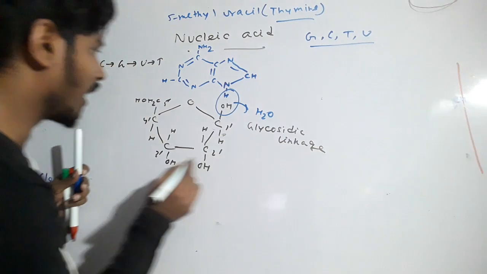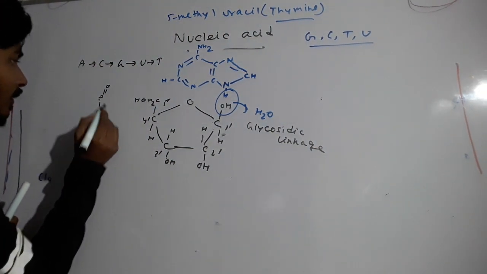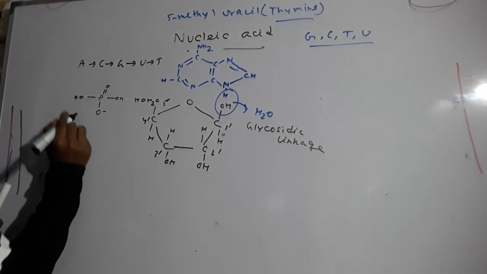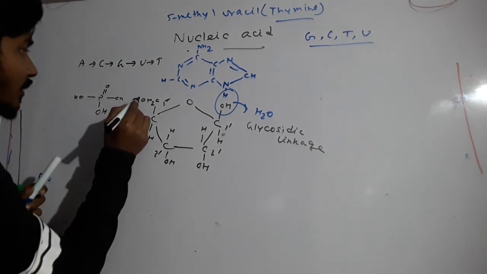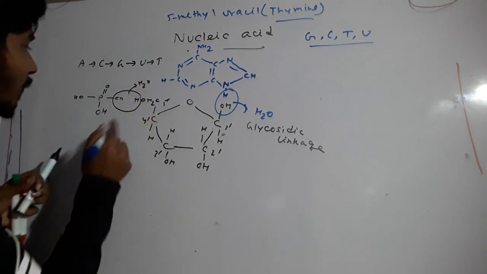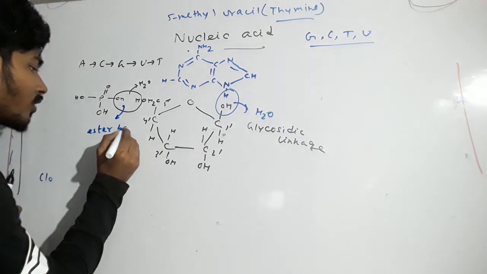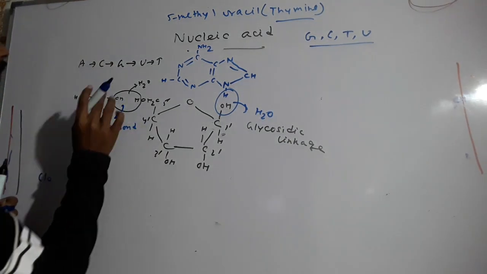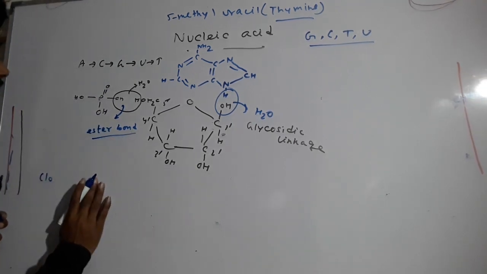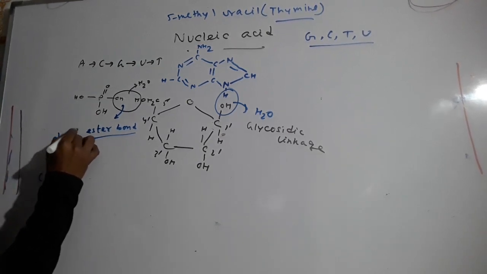Okay, now in this position we will have the phosphates. This OH and H will be removed as H2O, and the bond formed here is an ester bond, because whenever an alcohol and an acid react with each other, ester bonding occurs. So it is an ester bond, or phosphomonoester, or phosphoester.